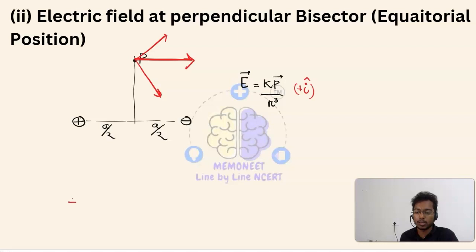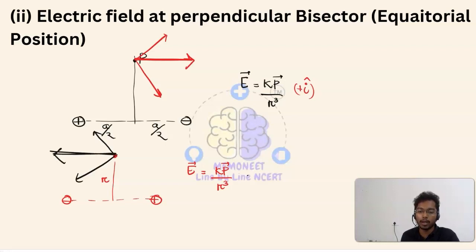Let's say we have another question. Sorry, this is the negative charge and this is the positive charge here, and we have to find the electric field at this point, whose distance from the perpendicular bisector is r. So we have electric field E equals k p vector upon r cube, and in which direction will it be? Let's analyze. The negative charge will attract in this direction, the positive charge will repel in this direction, so the net electric field will be along minus of i cap.